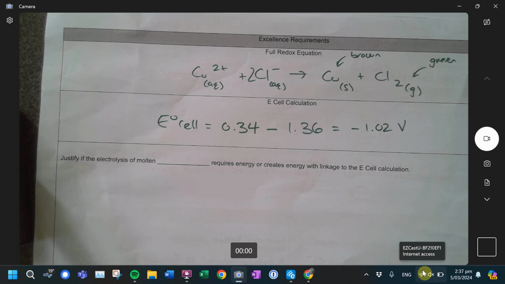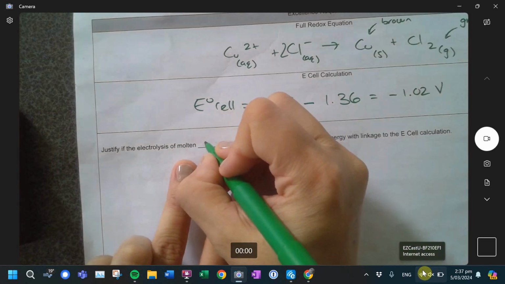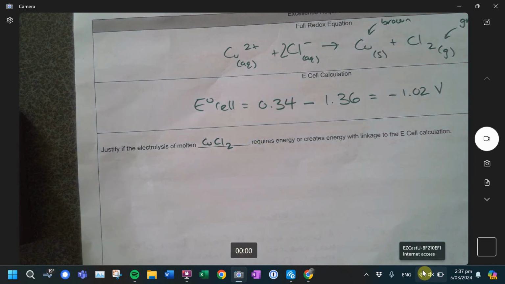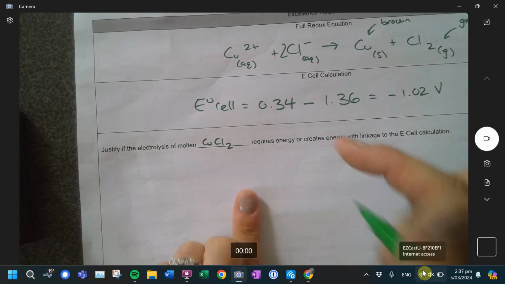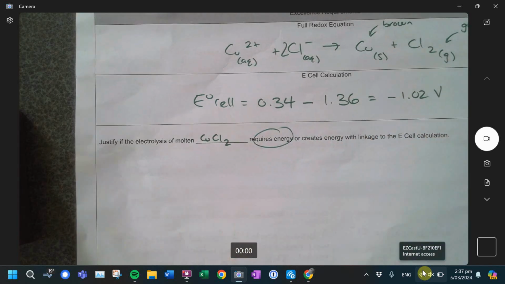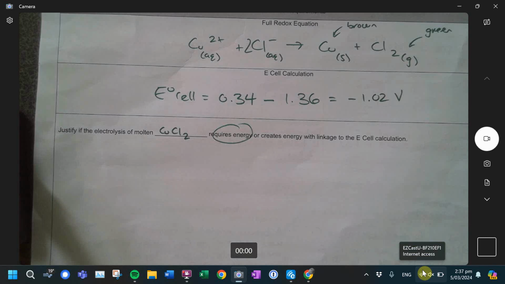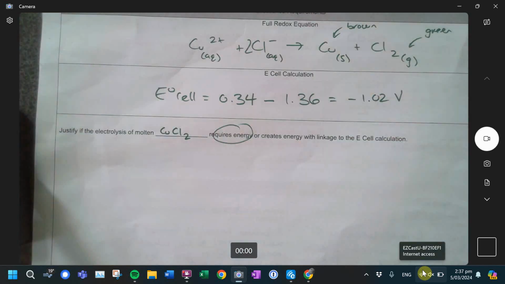All right, keep going. Okay, now I need to justify what's going on. So this is the electrolysis of molten, I should actually say soluble, but we're doing copper chloride. Now, does this require energy or create energy? Requires energy. And now we're going to explain why. So what you'll notice is that this E cell calculation is negative. This number will always be negative if it is a non-spontaneous reaction. So I'm going to write that down as an extra note.